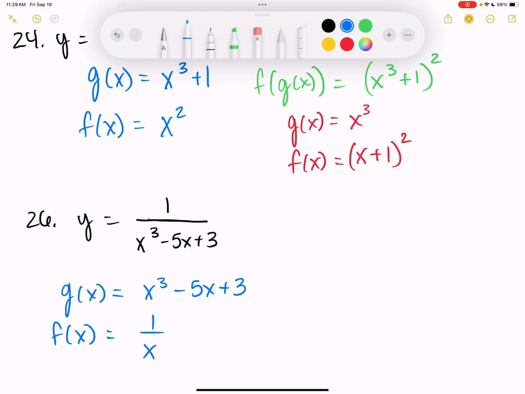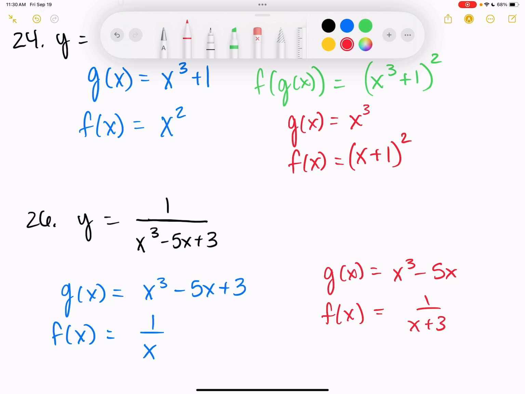Question. Couldn't g of x also just be like x squared minus 5x? And then f of g of x would be 1 over x plus 3? Well, your g of x that you said was wrong, but I could also do g of x is equal to x cubed minus 5x, and then f of x is 1 over x plus 3. But they're both right? Yes.